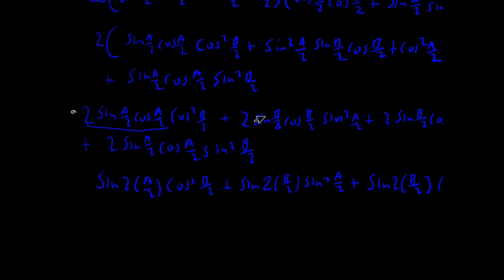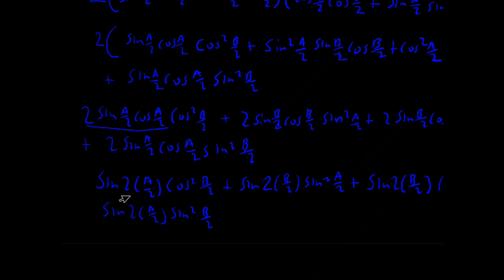Okay, so let's deal with the last one. Here we've got double angles. So this is going to be sine 2A over 2, and then we're going to have sine squared B over 2. There are things we can do here.